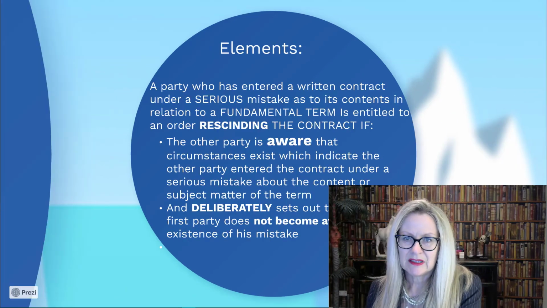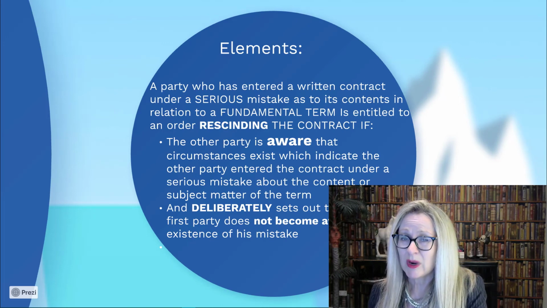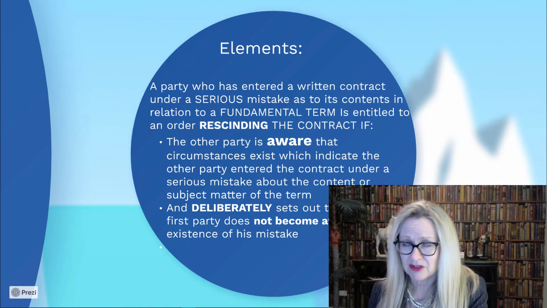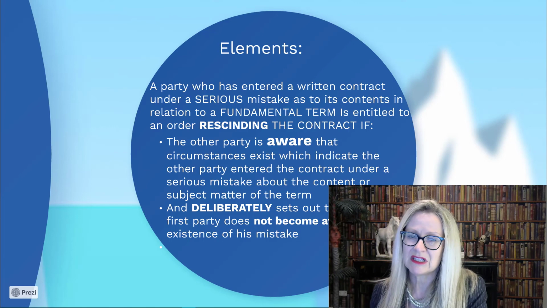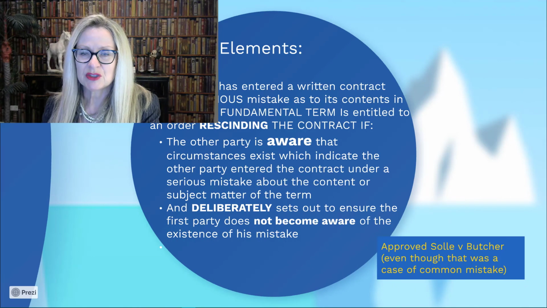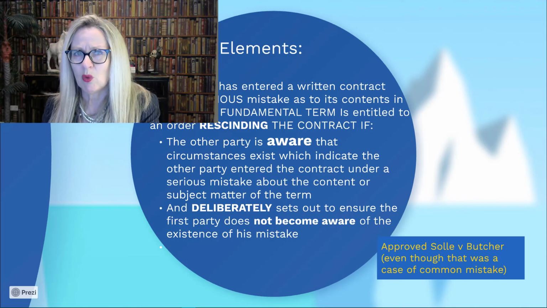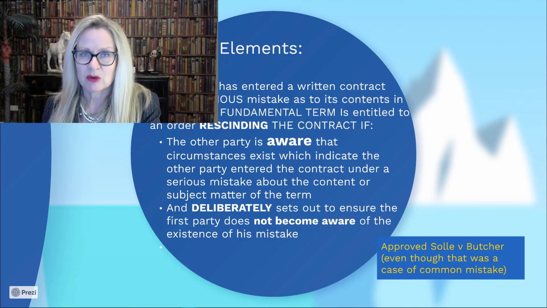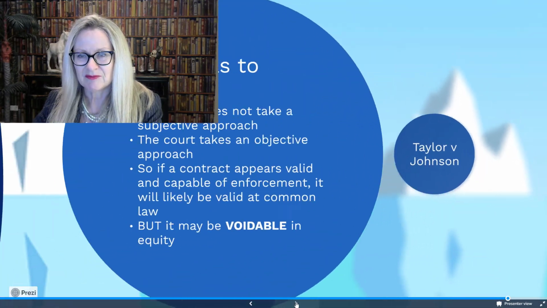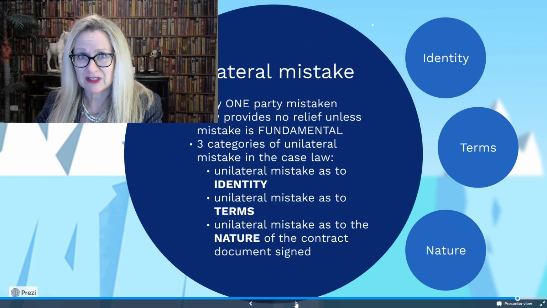The elements: you have to show that the other party is aware that there's circumstances that can show that the other party was suffering under this serious mistake about the content or subject matter of a term, and then they deliberately set out to ensure the first party doesn't become aware. Classic sharp practice, what we call sharp practice, enlivens equity's jurisdiction and allows equitable remedies to be offered. So that is Taylor and Johnson. Dear old Mrs. Johnson, don't forget your glasses when you're going to sign a contract.